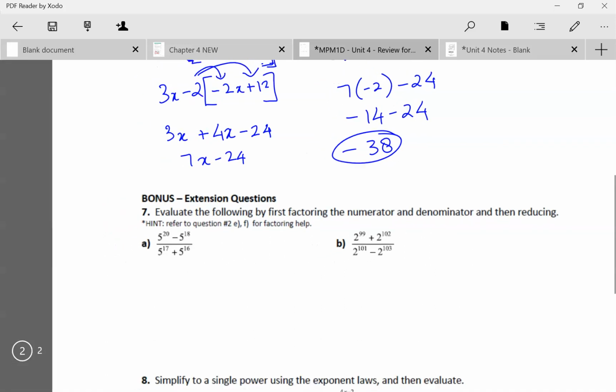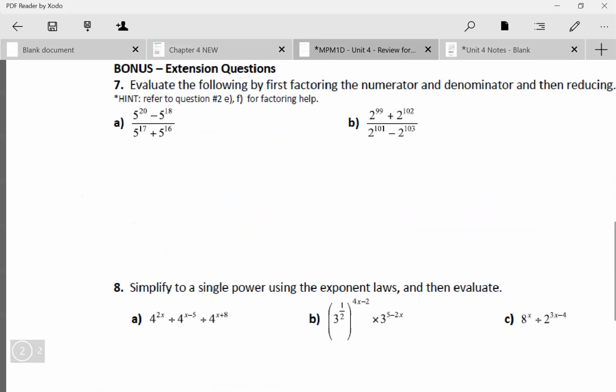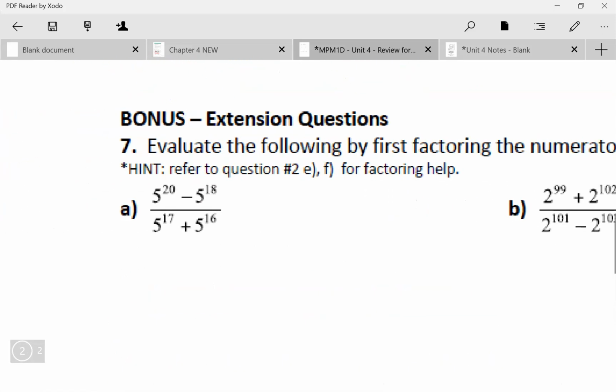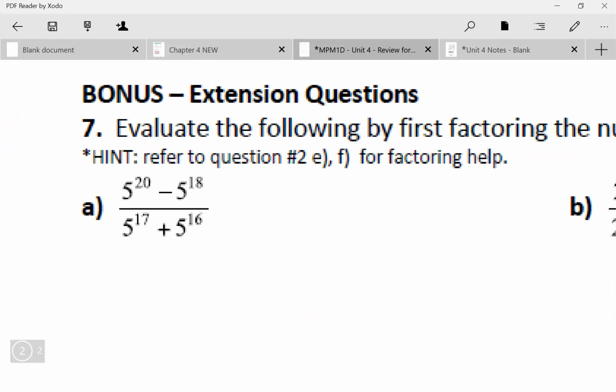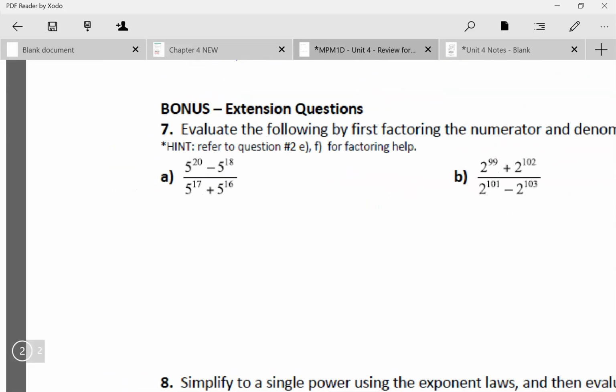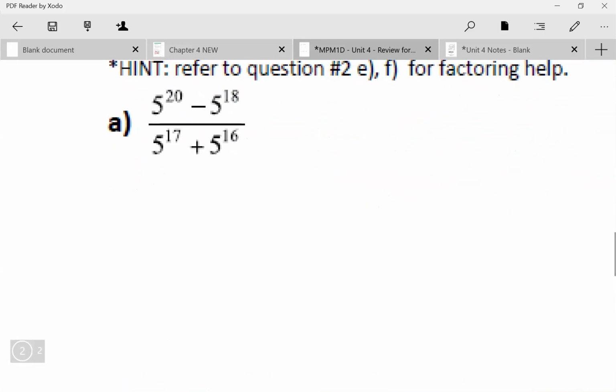This is an interesting question. Again, these are extension questions, not necessarily something that you'll see in common practice, but it's good to be able to do some of these things. So let's look at this question. 5 to the power of 20 minus 5 to the power of 18. Again, go back to question number 2, E and F, if you're not seeing how I do that.